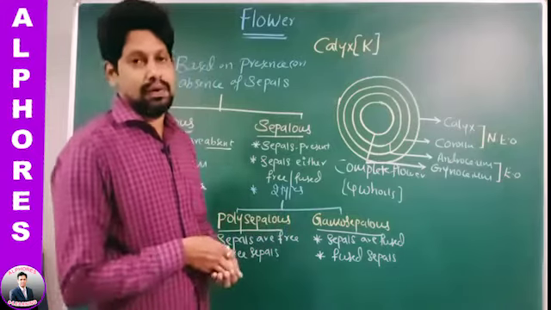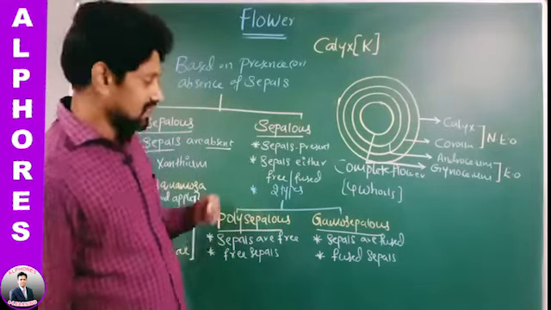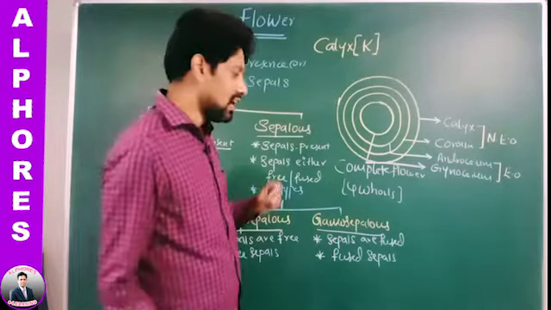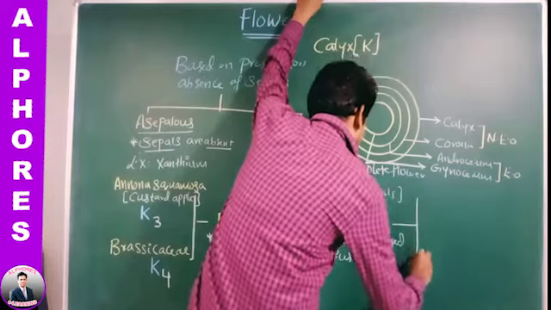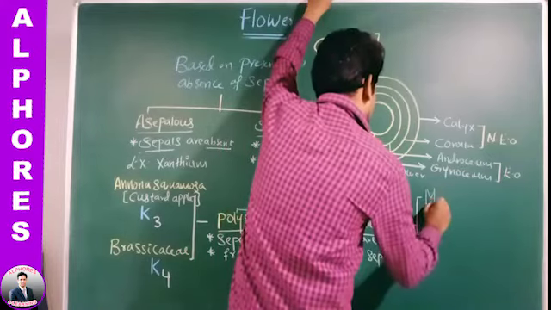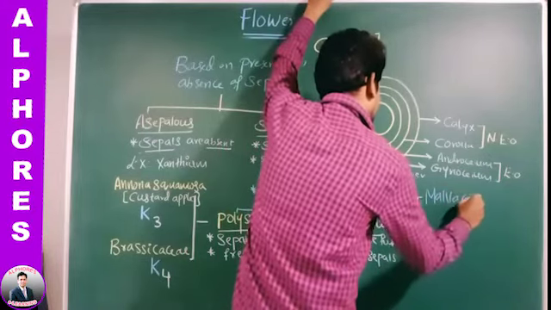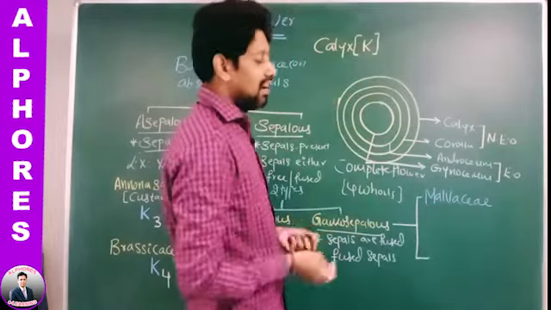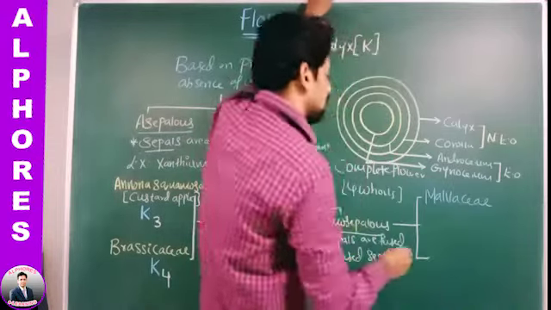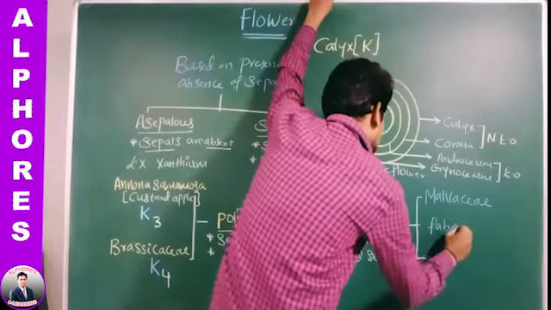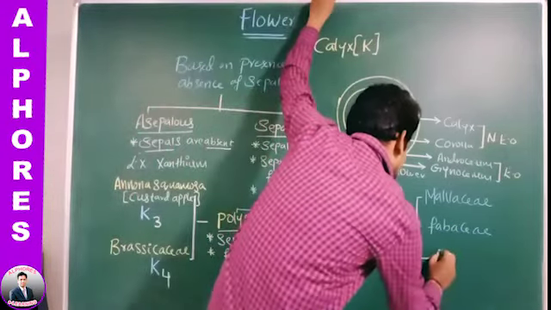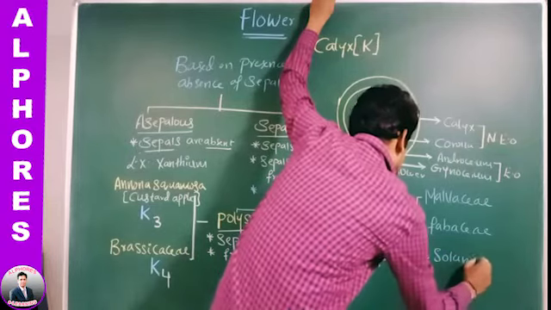Gamosepalous. Gamosepalous means sepals are fused. Now for gamosepalous condition, I am writing examples. Number 1, Malvaceae family. Number 2, the second family, Fabaceae. And the next one is Solanaceae family.